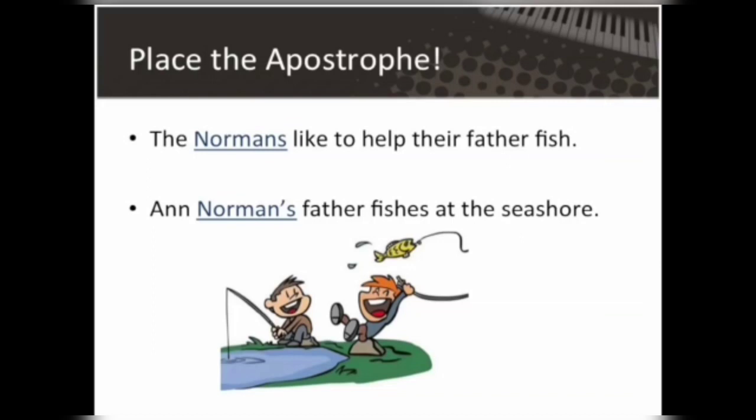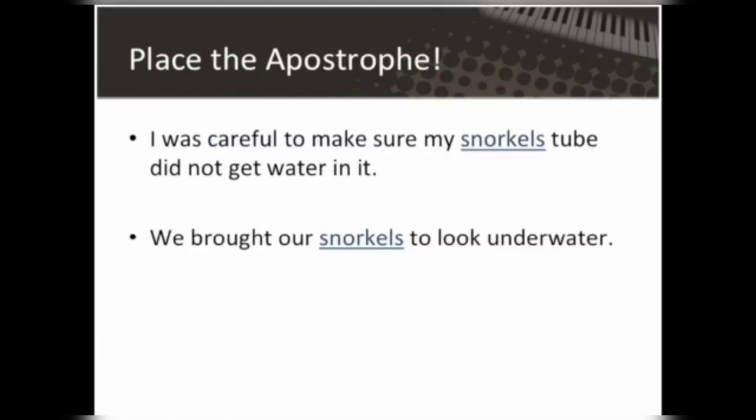Now here, as we can see, in the first sentence, Normans means it's a family name, right? The family members, Normans. So that's why the noun is given in its plural form. While in the second, it is one of the family members, Anne Norman. So here we are talking about Anne Norman's father. So that's why we are keeping apostrophe s after Norman, because it is showing the belongingness.